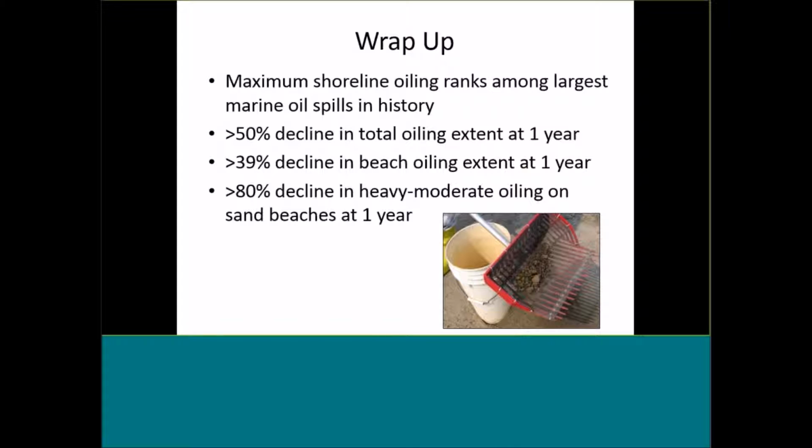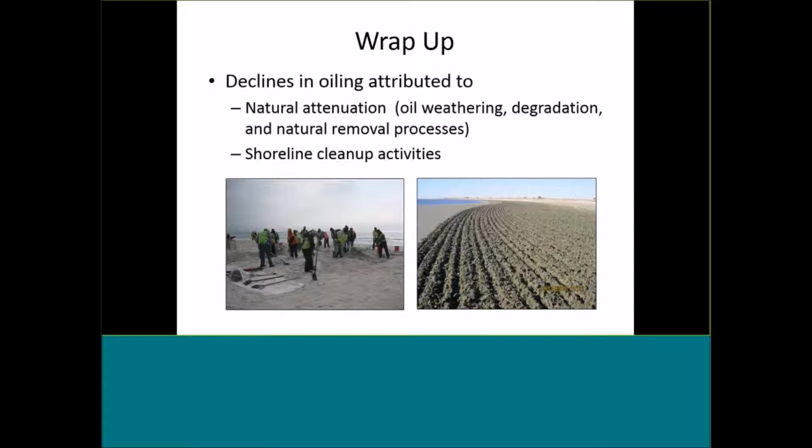Next. A lot of these oiling declines were through natural attenuation: weathering, biodegradation, and natural removal processes, physical processes in the near shore and on the beaches. Also shoreline cleanup activities, manual and mechanical, for example the tilling that was done on the beach.